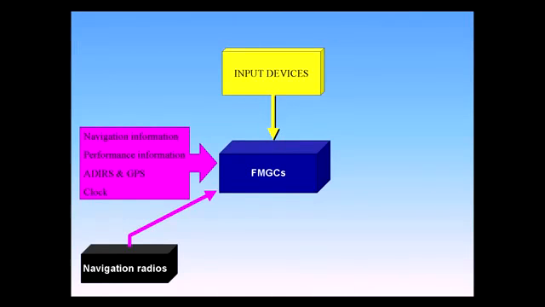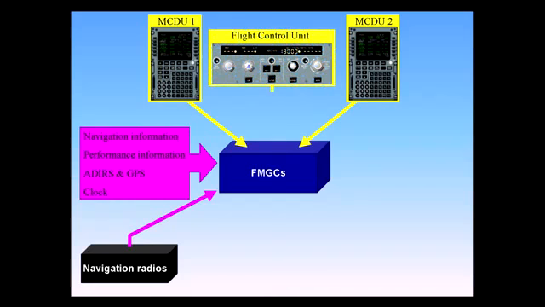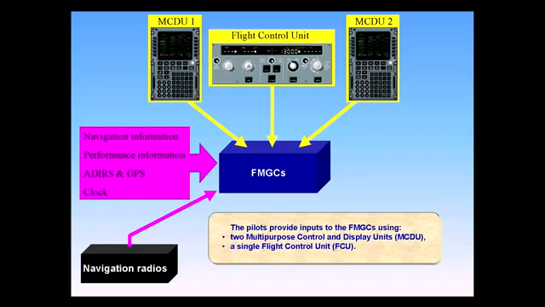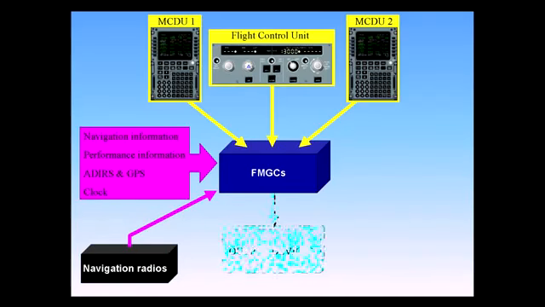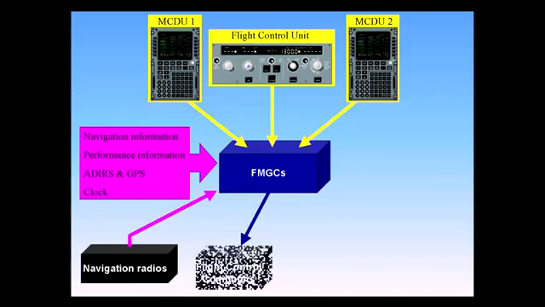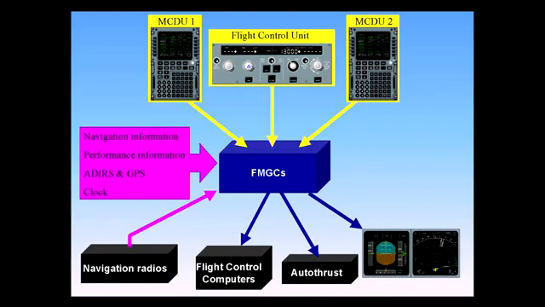The pilots provide inputs to the FMGCs using two multipurpose control and display units, MCDUs, and a single flight control unit, FCU. The FMGCs provide outputs to the flight control computers for pitch, roll, and yaw control, the autothrust system for thrust control, the EFIS system for the display of information, and the navigation radios for the automatic tuning of radio aids.